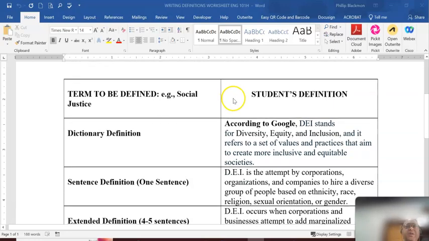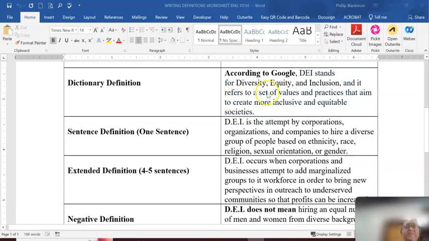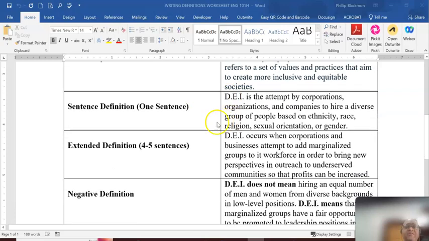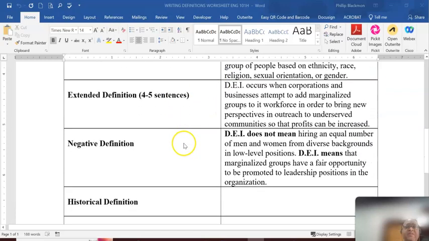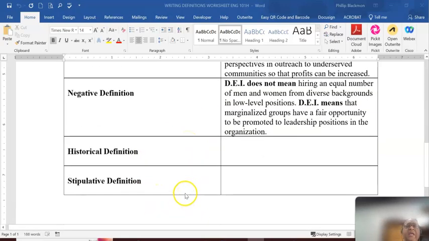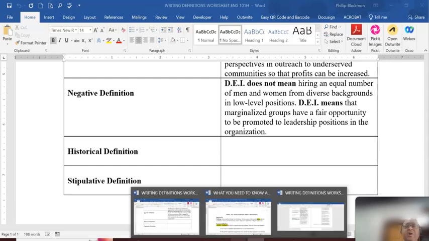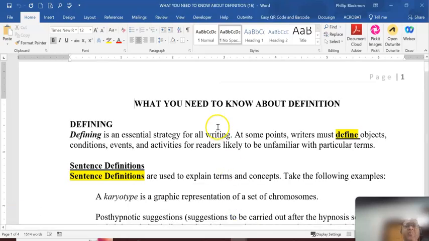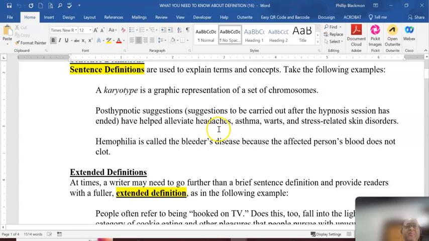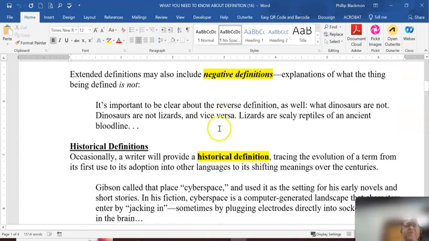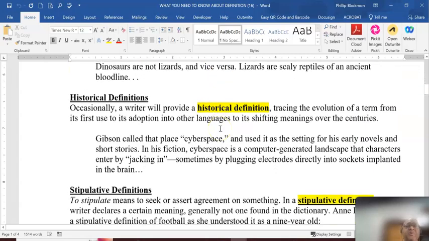In the last video, we covered writing the dictionary definition of the term, the sentence definition, the extended definition, and the negative definition. In this video, I want to focus on writing the historical definition and the stipulative definition. So, again, we're going to need our worksheet, what you need to know about the definition paper. And remember, if ever you get lost, if ever you need to know what you're going to do, just look at this sheet.